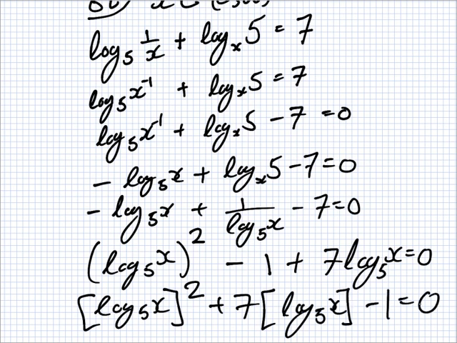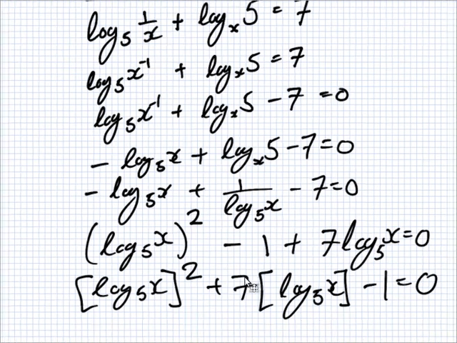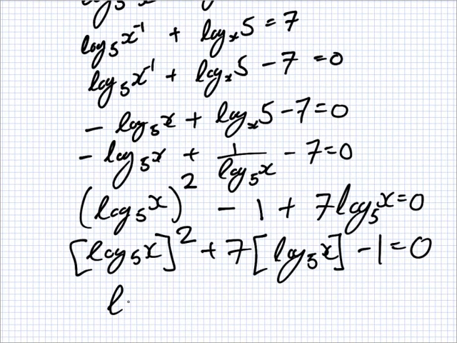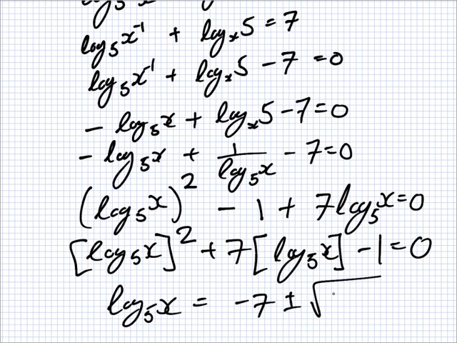Right, and this, of course, is quadratic. And I can tell it definitely doesn't have factors. There's no way I could pick 2 numbers that multiply to make 1 and add to make 7. So I have to use my quadratic formula here. So I get log 5x equals minus b plus or minus square root of b squared, which is 49, minus 4ac, which is 53, over 2.